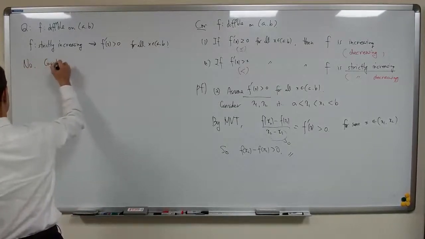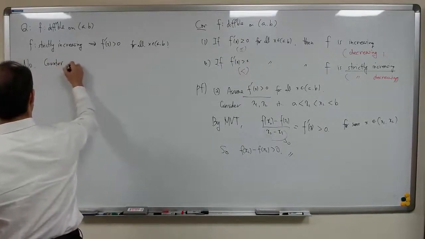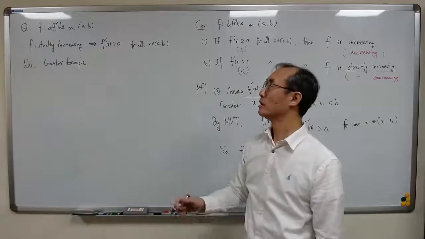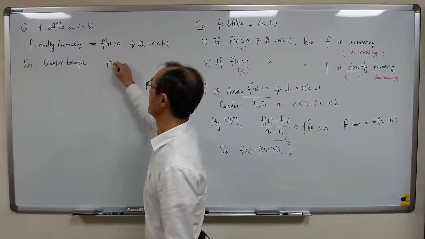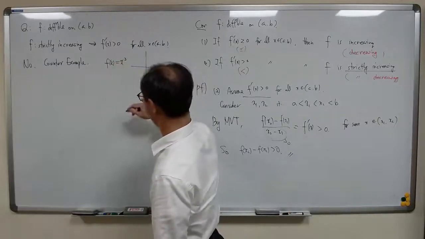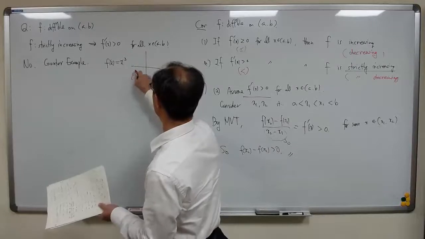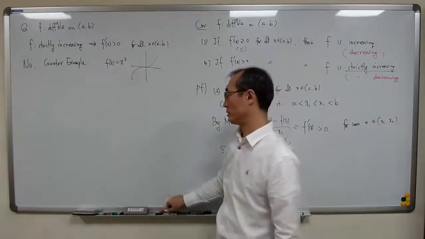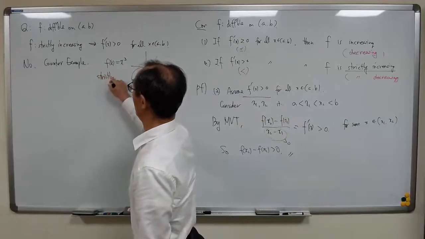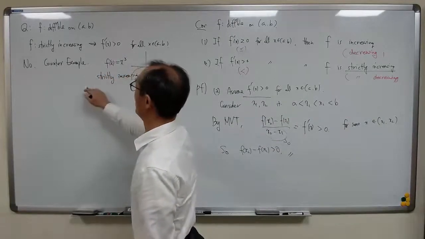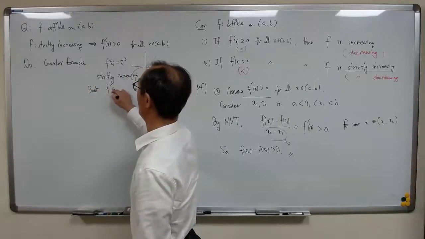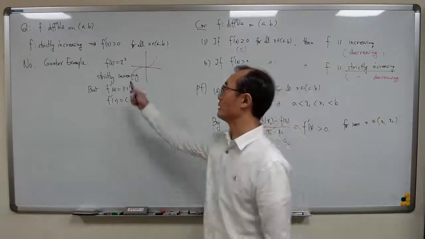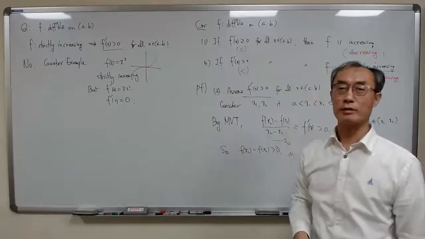Let me give you a counterexample. I think you can easily find a counterexample for this question. What is that? For example, f of x is x cubed. Then this is a strictly increasing function. However, the derivative at that point is 0. The derivative of x cubed is 3x squared, so at 0 it is 0. So you cannot guarantee the strict positiveness of the derivative.